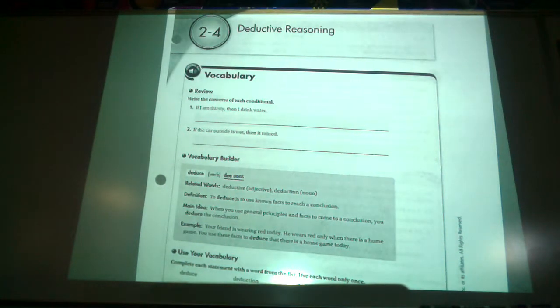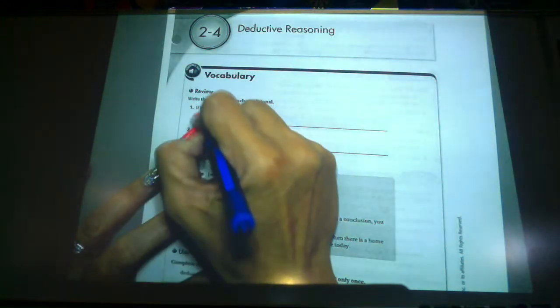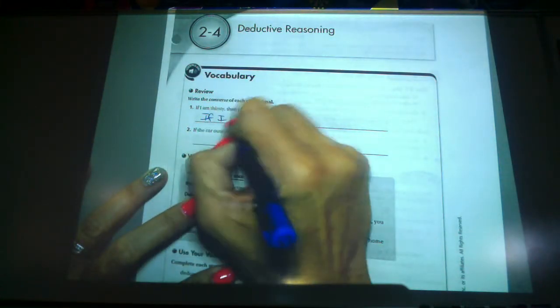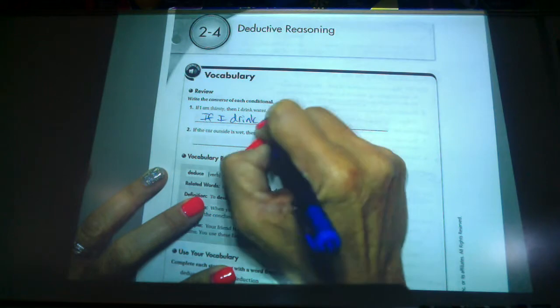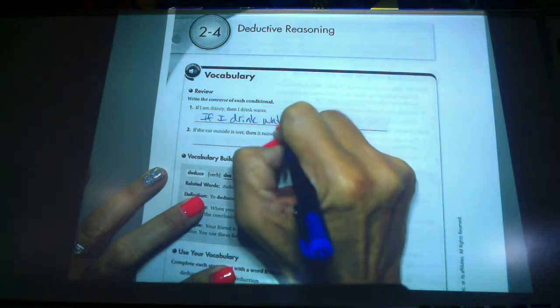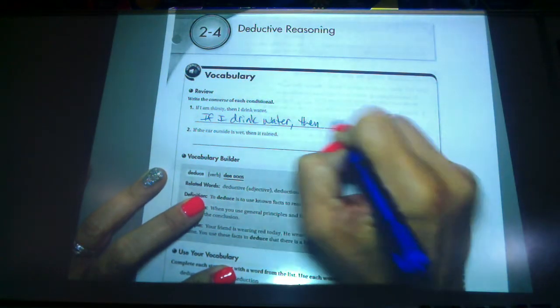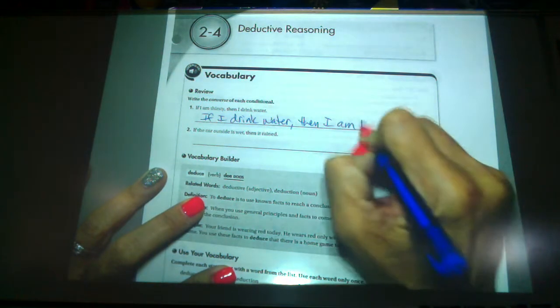Alright, so 2-4 uses deductive reasoning. They are asking you here to write the converse. Who would like to tell me the converse of "if I am thirsty, then I drink water"? If I drink water, then I am thirsty.